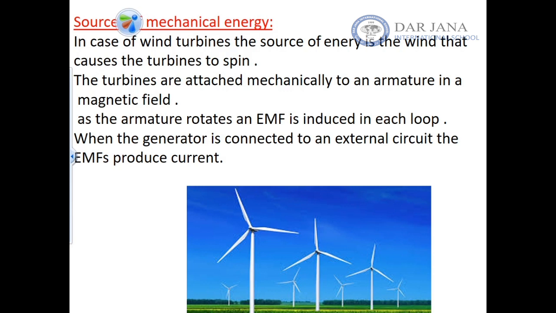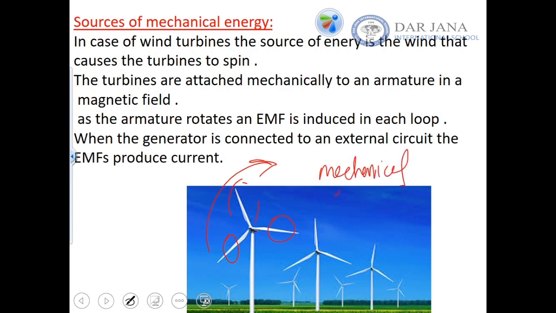Here we are going to take some examples about sources of mechanical energy. In the case of wind turbines, the source of energy is the wind that causes the turbines to spin. We all see these turbines. These turbines work on a phenomenon which is transforming mechanical energy into electrical energy. Some countries like Sweden and Denmark use these wind turbines because they produce a large amount of voltage from the rotation of these turbines. For example, the mechanical energy is transformed into electrical energy.